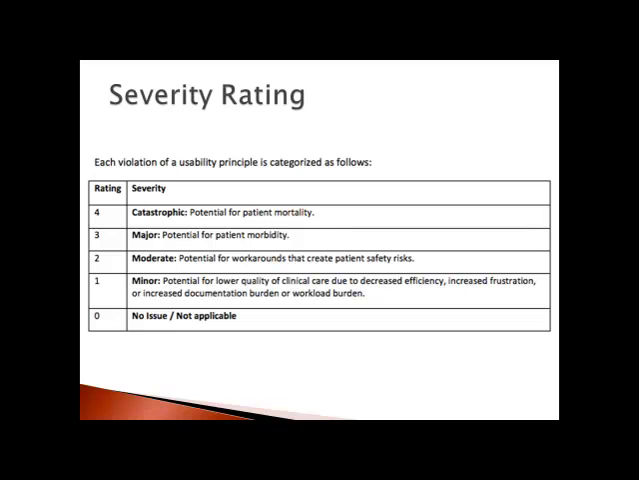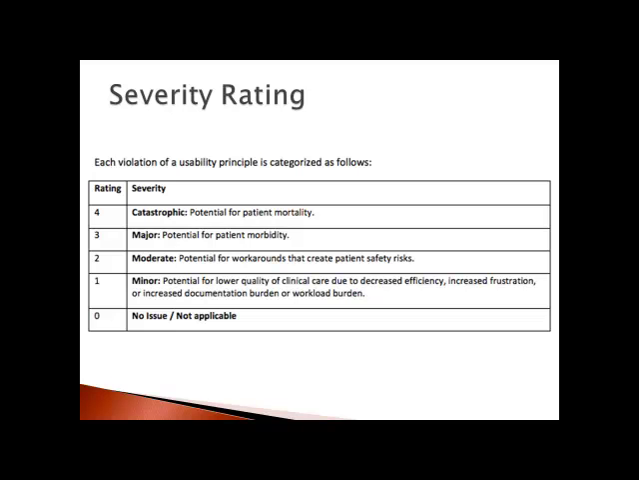There are a number of different kinds of scales, again, for how severity of heuristic evaluation may be scored. Our score here is 0 to 4, with 0 being no issue and 4 being a catastrophic problem. You'll find other similar types of ratings typically on a 0 to 4 scale.